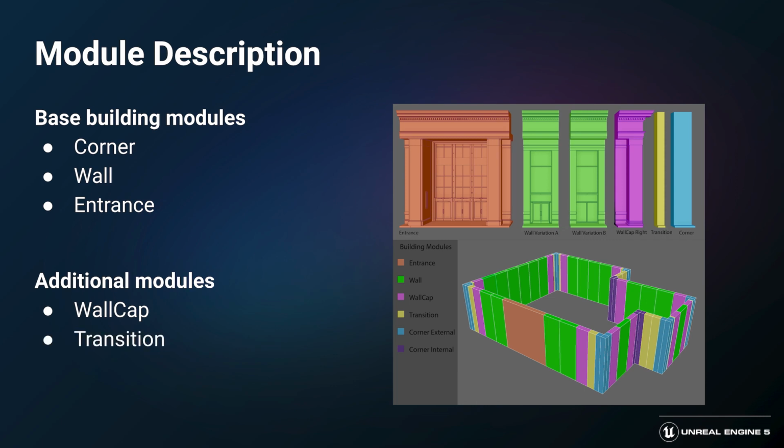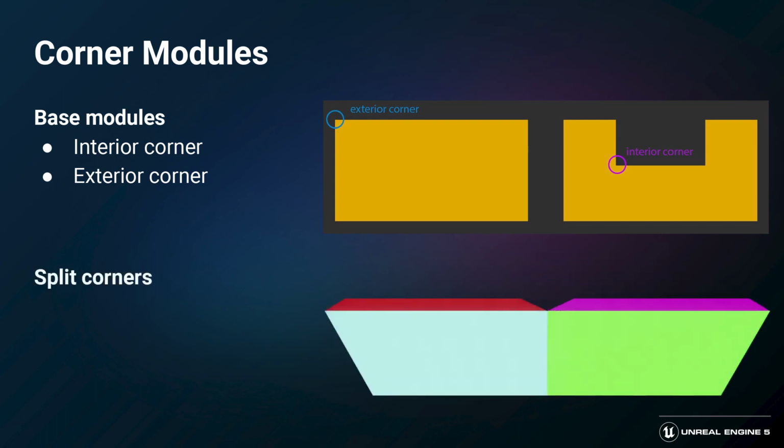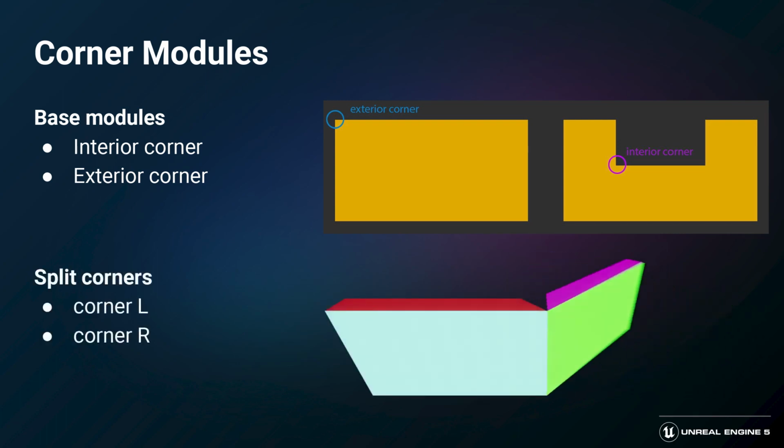Transition modules sit in between two modules that may be offset from each other. They are also designed to be scaled to fit gaps. Pillars and columns are specific features that may go between window or wall modules and should not be scaled at all. Corners are broken into a few separate modules. The base corner modules are interior and exterior and are required for buildings with 90-degree or square corners. We also defined split left and right corner modules to support acute and obtuse corners.